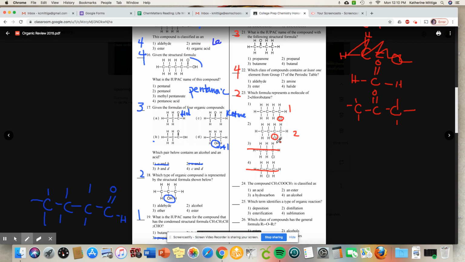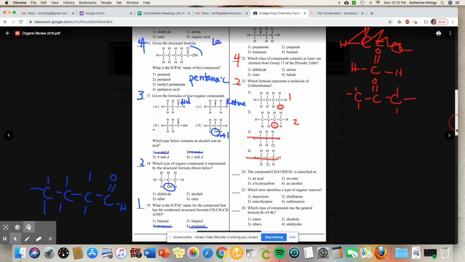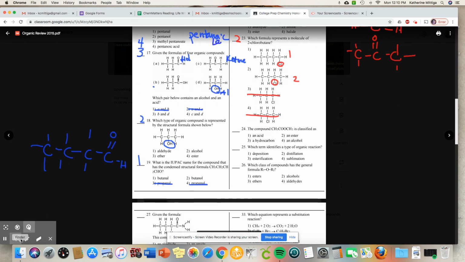I'm going to call that 3-chlorobutane. Numbering it left to right is 3. Right to left would be 2. So we want the lowest number possible. Sorry about that.